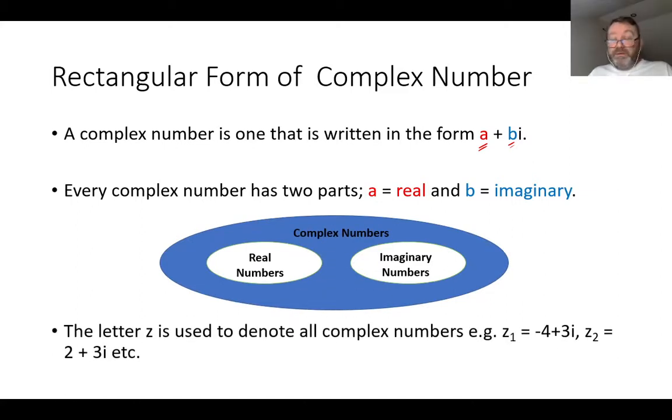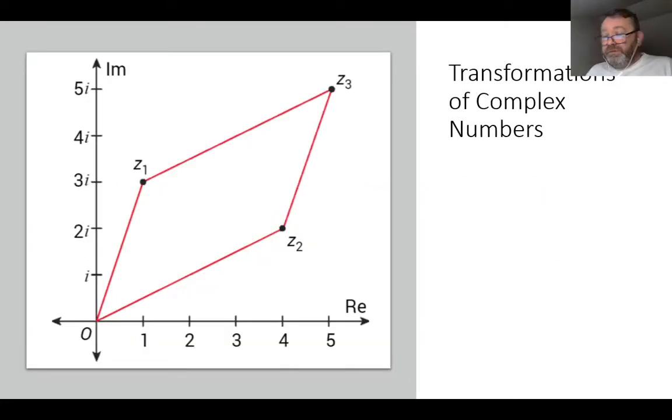The letter z, now small z, I want you to remember that. The large Z that we use like this, they're integers. But the small z, like z1, z2 and so on, they represent the complex numbers. So z1 would be the first one in this case here, -4 plus 3i, and z2 would be 2 plus 3i, and so on.